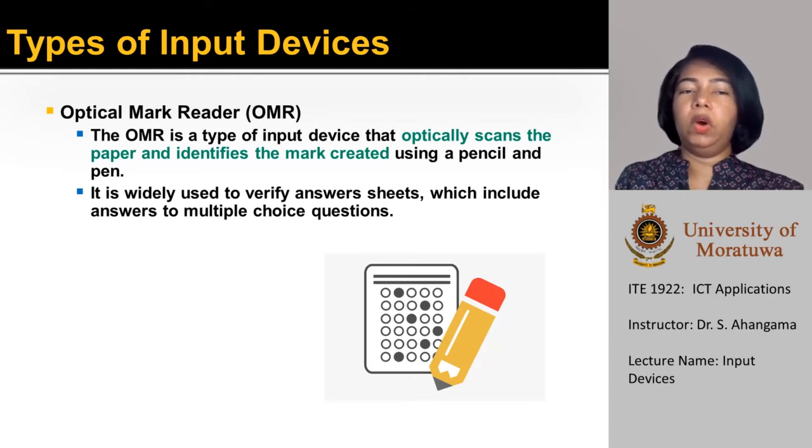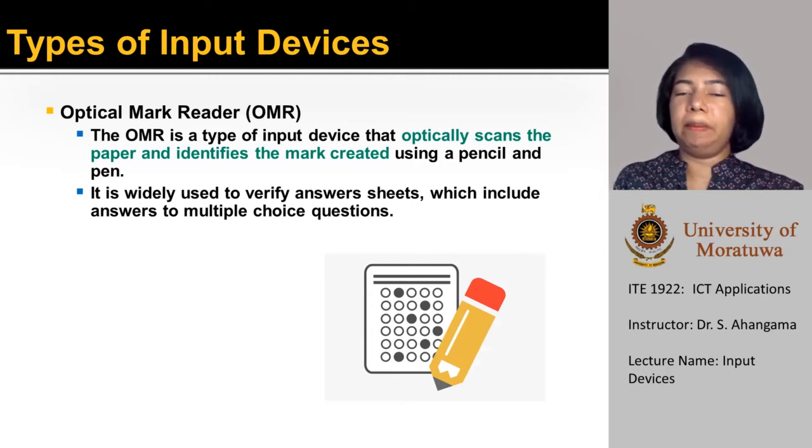OMR, or Optical Mark Reader. The OMR is a type of input device that optically scans the paper and identifies the mark created using a pen or pencil. This is widely used in marking MCQ questions.